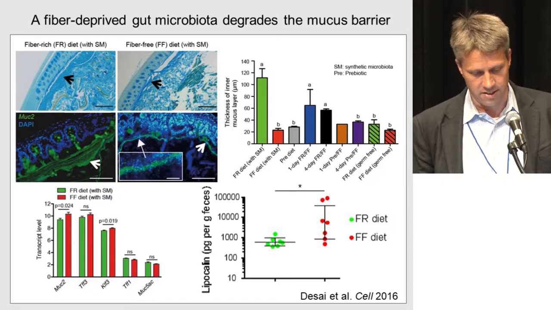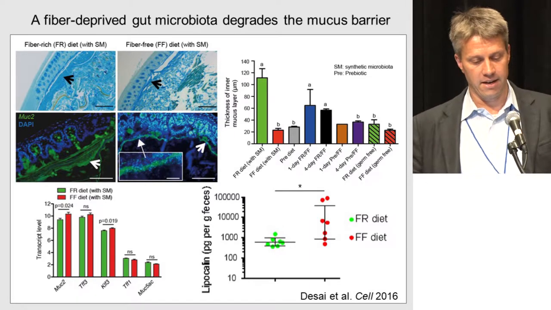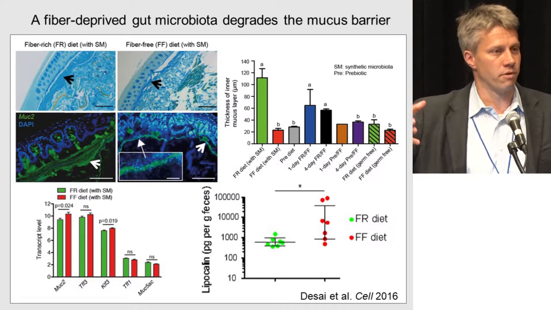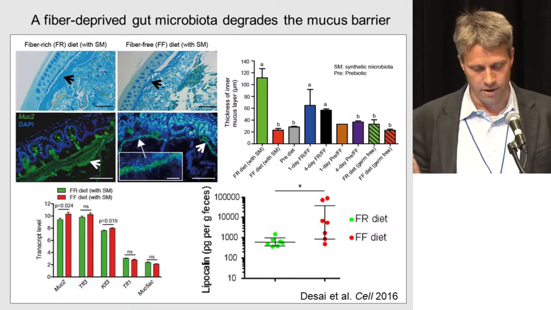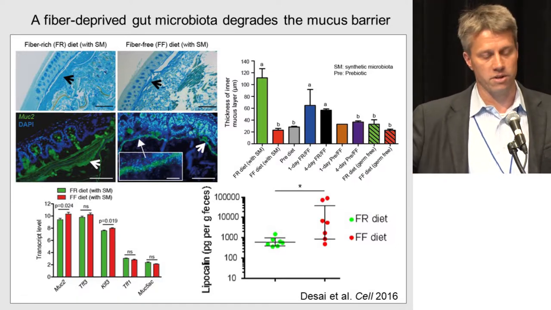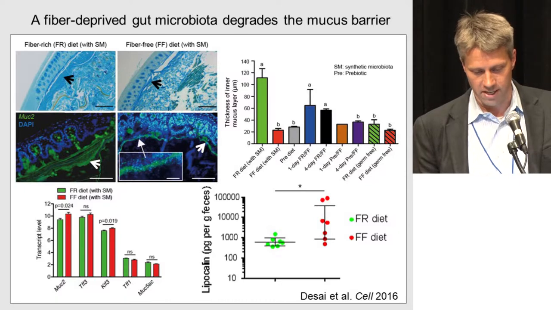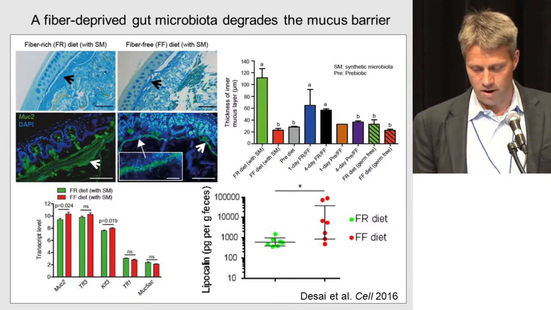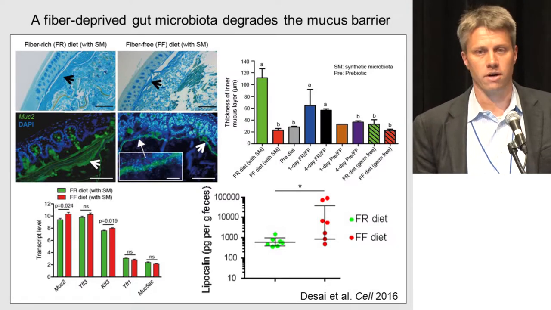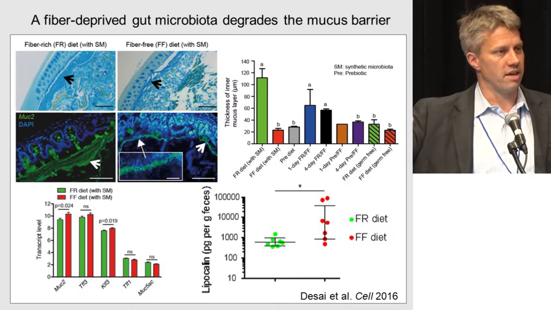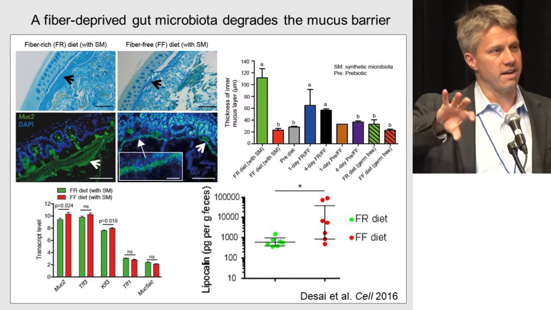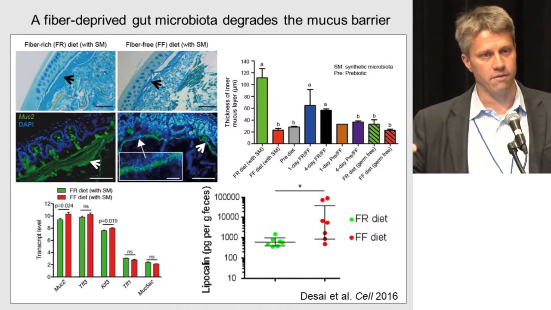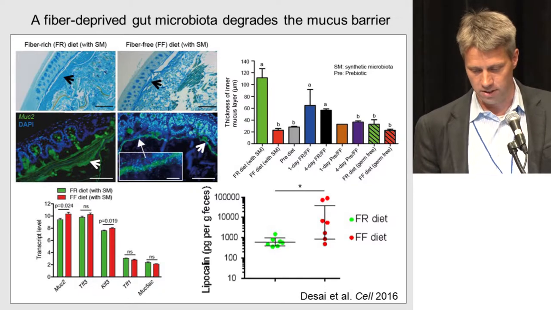This is a little bit easier to see down here. This is stained with an anti-MUC2 antibody, which is the dominant mucin in the mouse colon as well as the human colon. And in the treatment on the left, which is the fiber-rich group where those fiber-degrading organisms were dominant, there's a nice thick mucus layer. If you contrast that over here to mice that were fed that fiber-deficient diet, and this is the quantification over here in green to red, that mucus layer was noticeably thinned down just from that diet-induced microbiota behavior pushing them more towards eroding the mucus layer.